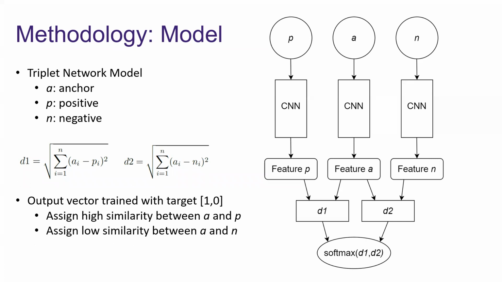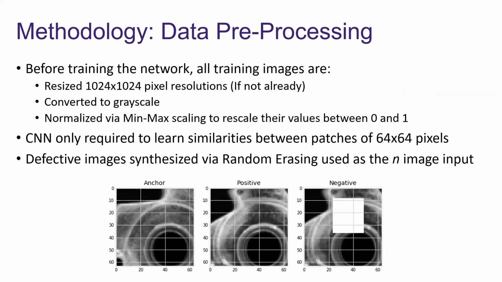Afterwards, the resulting D1 and D2 scores are inserted into a row vector, then placed into the softmax function, yielding an output vector whose sum is equal to 1. The output vector is trained with the target vector [1, 0] for each triplet vector of APN, ensuring the network assigns a higher similarity score between images A and P and a lower similarity score between images A and N.